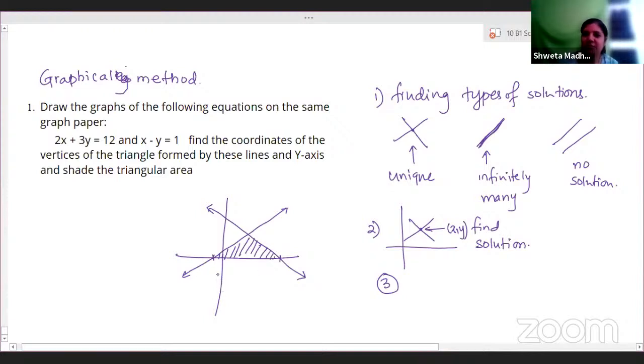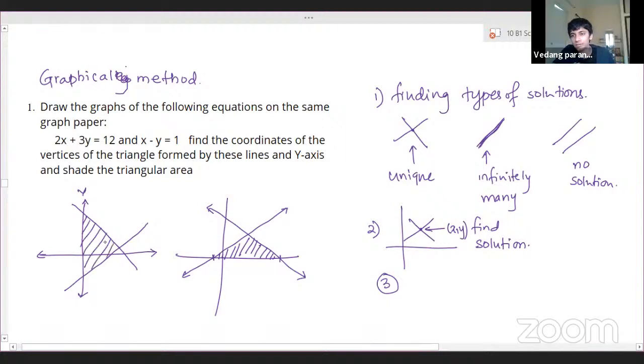Okay. Sometimes they will ask you to shade the region between the lines and the y-axis. So this is the coordinate axis and the lines are intersecting like this. They will ask you to shade the region between the 2 lines and the y-axis. So this is the y-axis. These are the 2 lines. You have to shade the region between them, like this. It will always be a triangle. And they will ask you to find the area of that region.